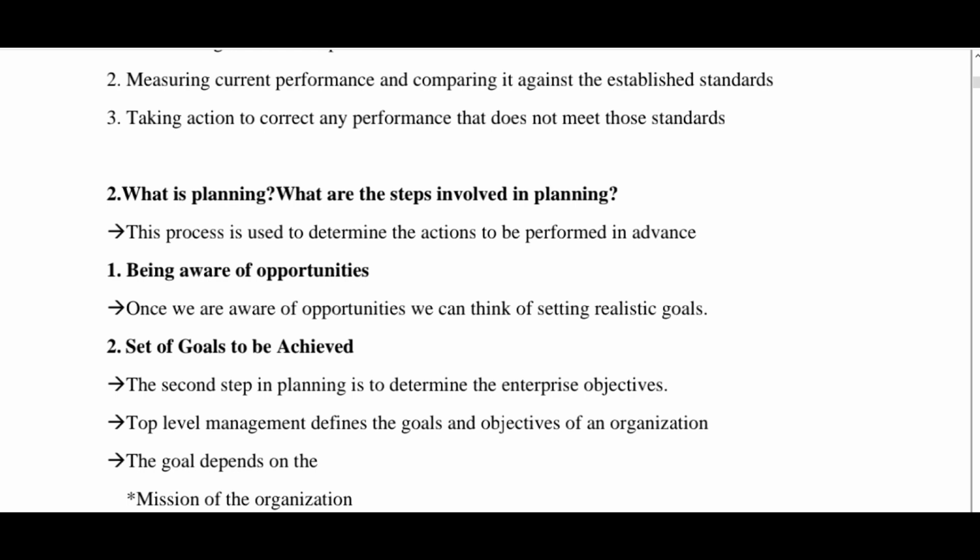Now the second question is, what is planning? Explain the steps involved in planning.